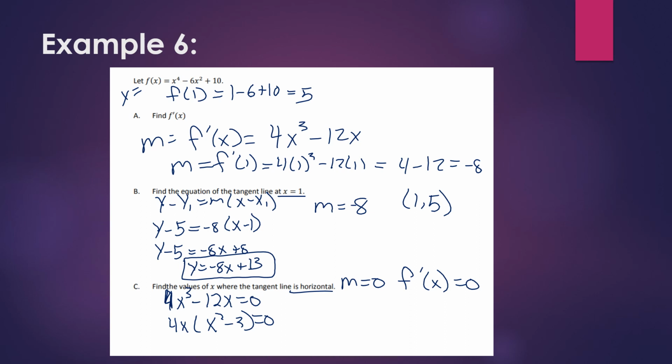So from the 4x, I could say that x equals 0. That would be one solution. The other one is where x squared minus 3 equals 0, which means that x squared equals 3. So x is plus or minus the square root of 3. So that's a total of 3 answers. I've got x equals 0, x equals negative square root of 3, and x equals positive square root of 3. So this function will have a horizontal slope, or the tangent line will be horizontal, at 3 different points on this function.